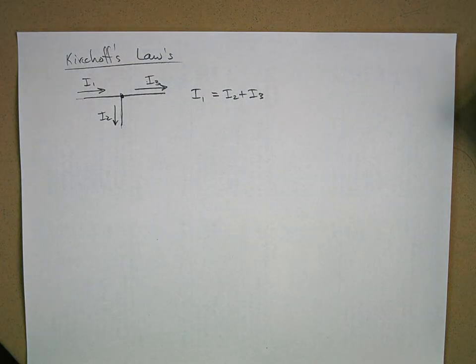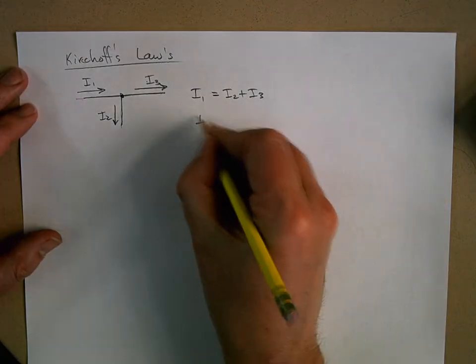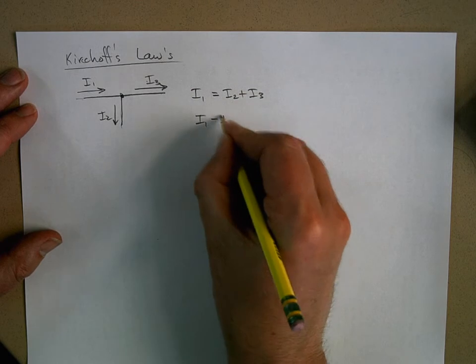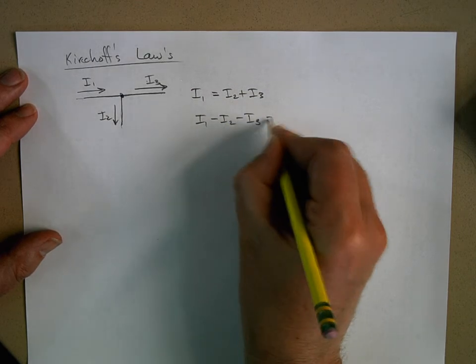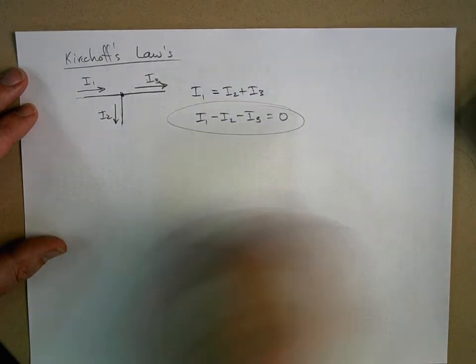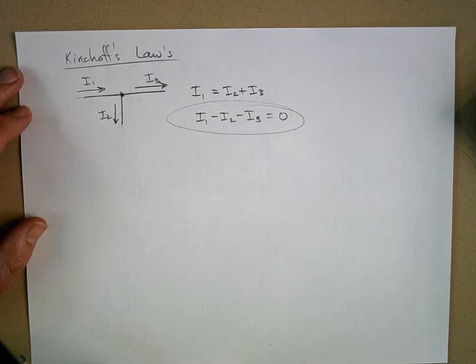Well, what you can do is just say, okay, I1 minus I2 minus I3 equals 0. And this is how you would set up the loop. This is the junction rule equation.